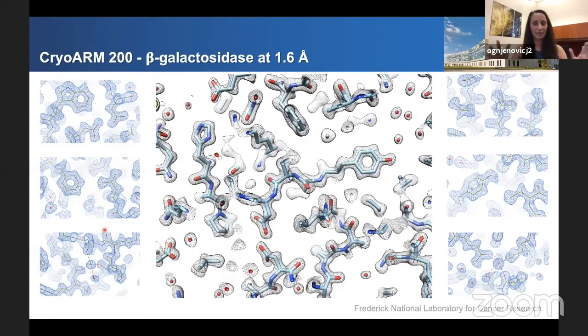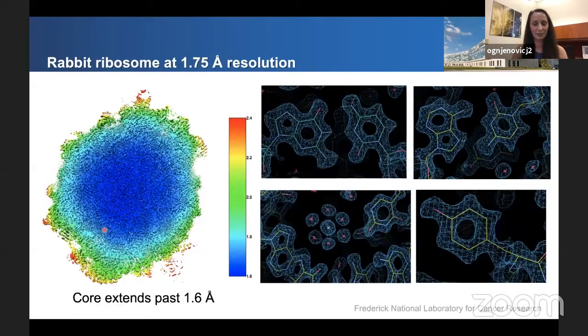It was nice to get BetaGal to 1.6 angstrom resolution, but the question was, can we do the same with the ribosome sample? Can we push the resolution there? And we decided to take a shot at the rabbit ribosome, ribosome purified from rabbit reticulocytes. And we actually managed to obtain a map at 1.75 angstrom resolution.